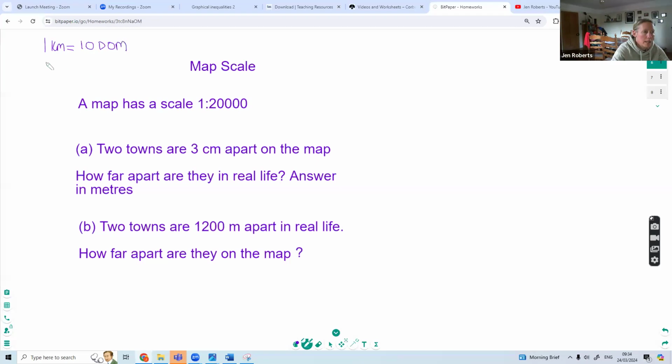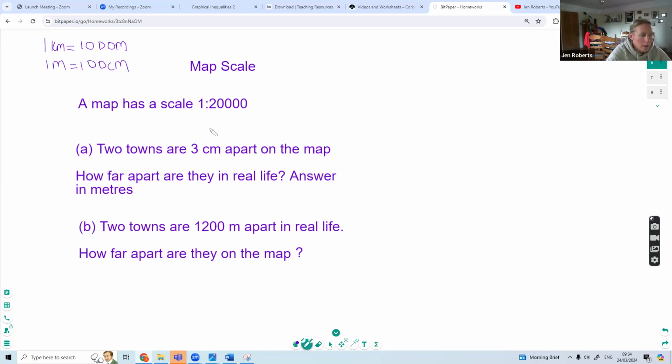And then 1 metre is how many centimetres? It is 100. There is a revision video on converting metric units. It might be worth having a look at that if you're unsure.